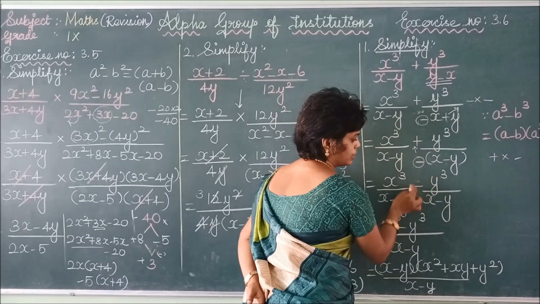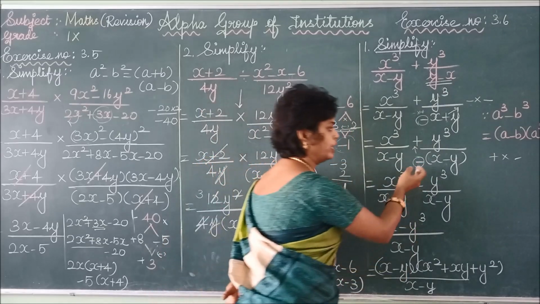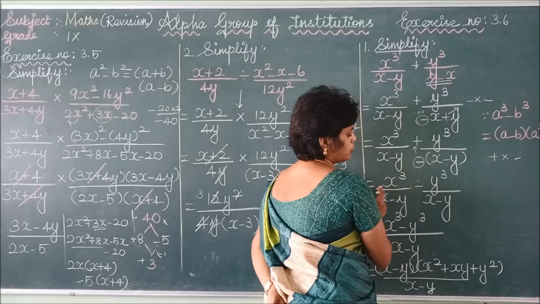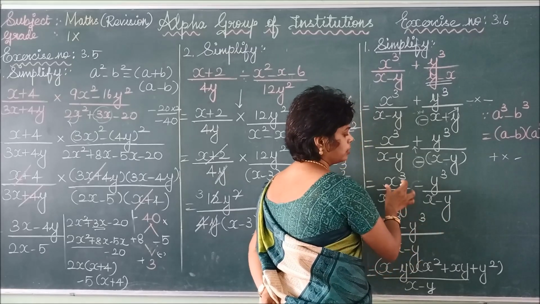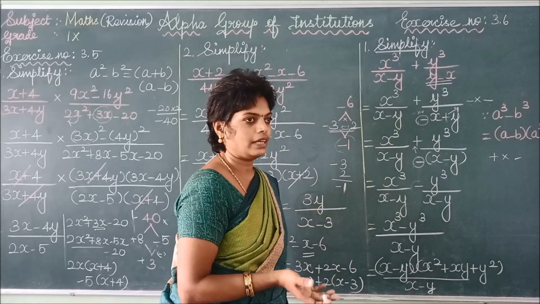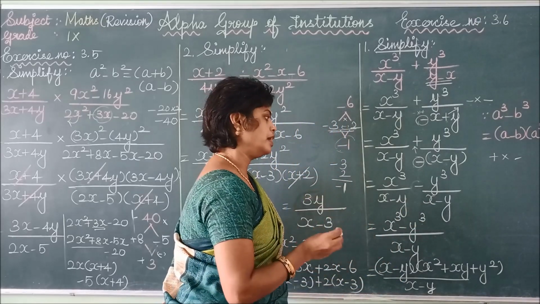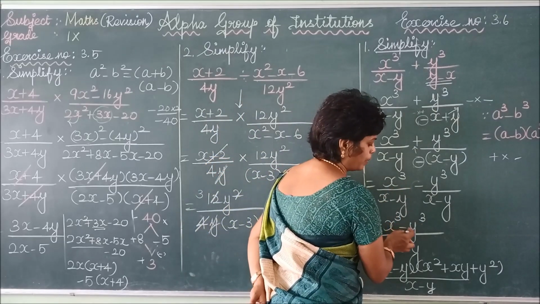So you can change the sign here, so the denominator won't be negative. Both are x minus y, and you can take x minus y as common. Whenever you are adding or subtracting rational expressions and the denominators are the same, you can add or subtract the numerators. So x cube minus y cube.